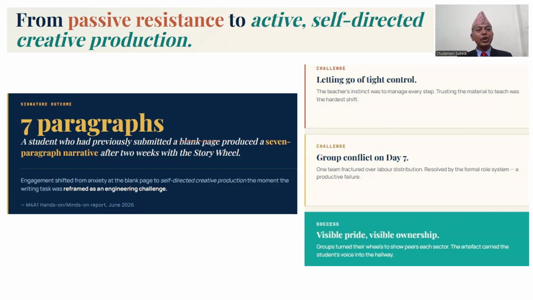Seven paragraphs. A student who had previously submitted a blank page produced a seven paragraph narrative after two weeks with the story wheel. They played with the wheel, did hands-on activities with it, and they learned to write, they learned to speak, they became engaged. Engagement shifted from anxiety at the blank page to self-directed creative production.